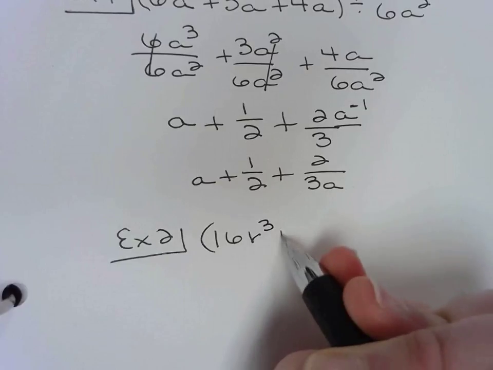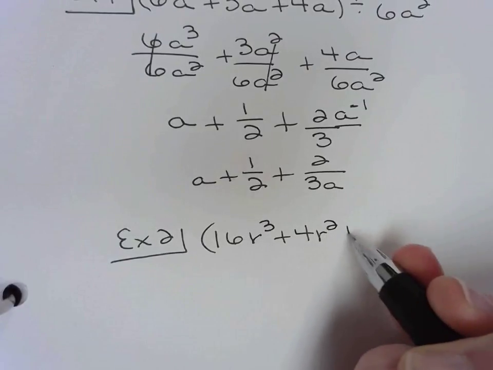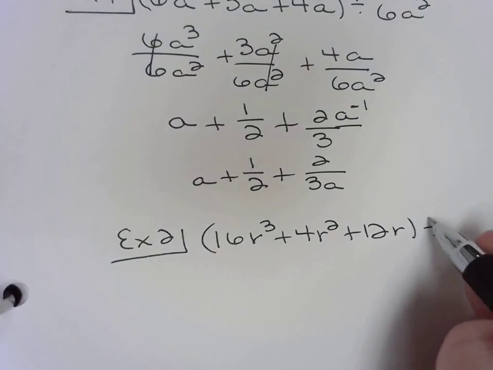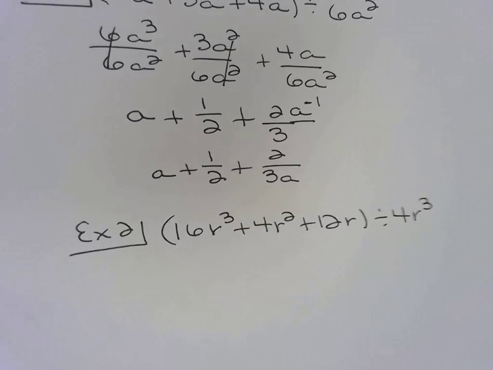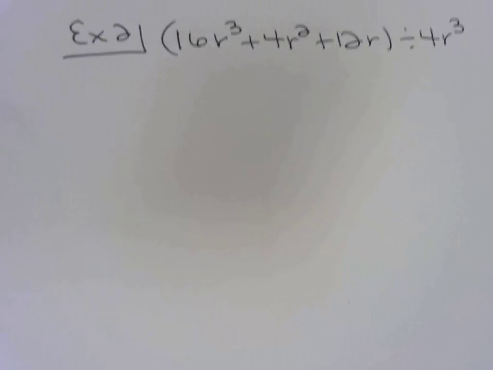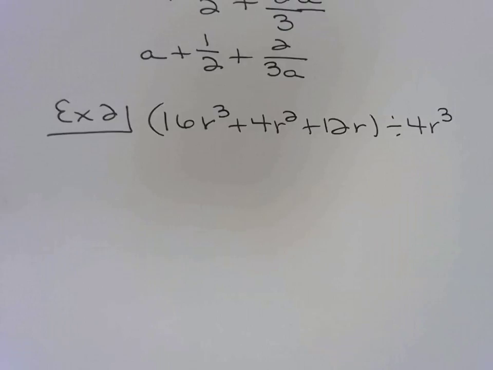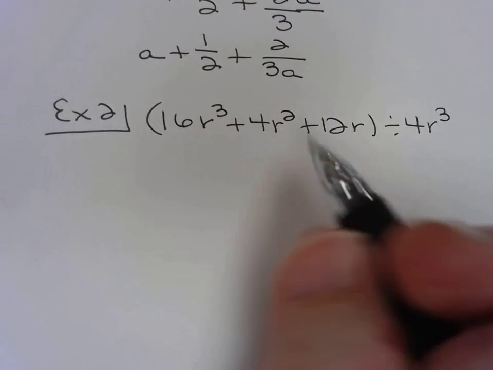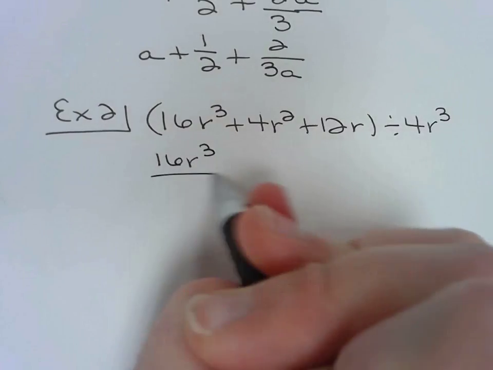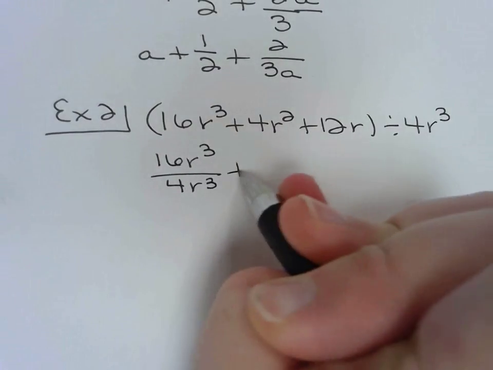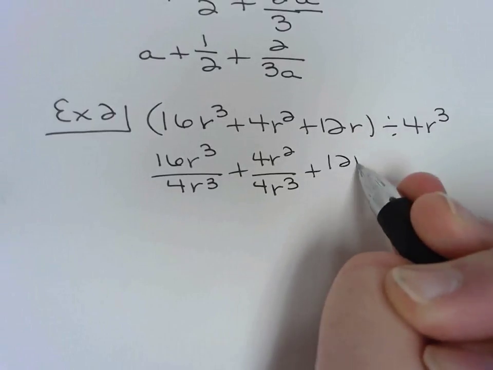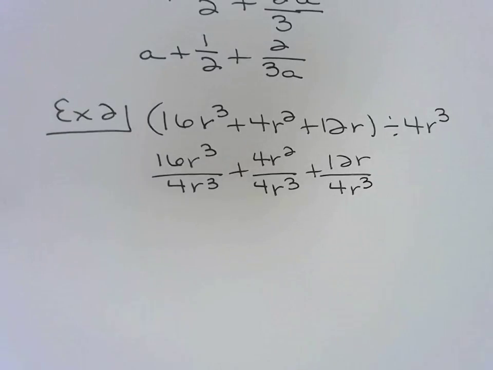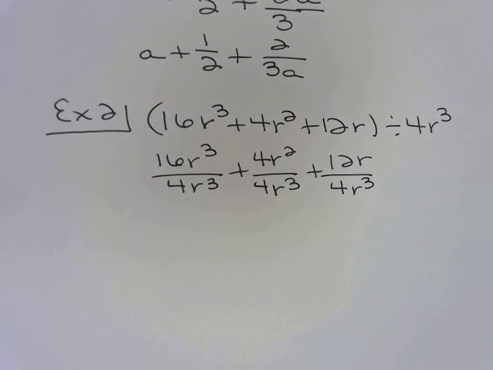16r cubed plus 4r squared plus 12r divided by 4r cubed. So I have a polynomial and I'm dividing it by a monomial. So I'm dividing by one term. Okay, if I look at this, we're dividing by a monomial, so take every term and write it over 4r cubed. So we're going to take each term and divide by 4r cubed. You only do this if you're dividing by a monomial.